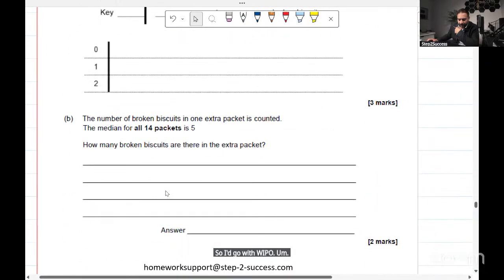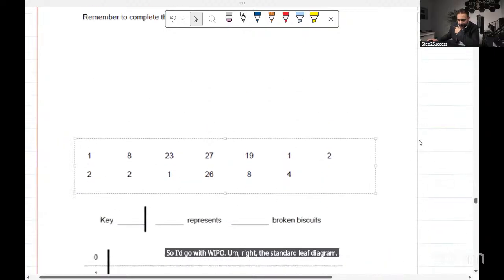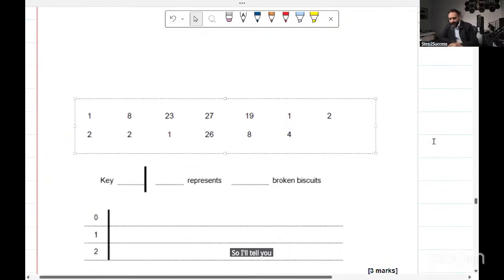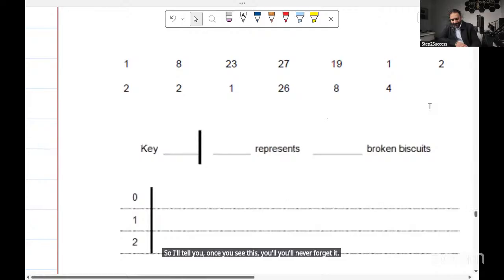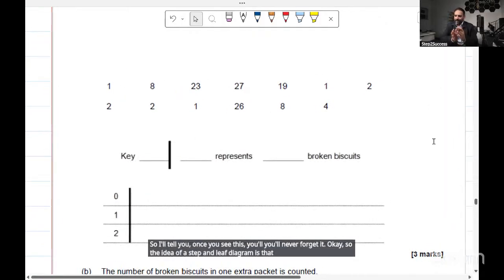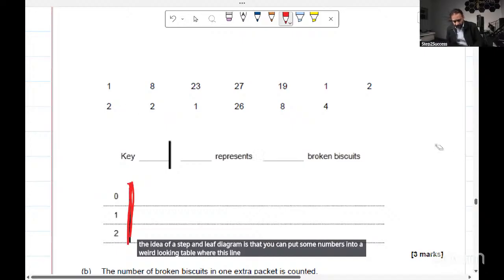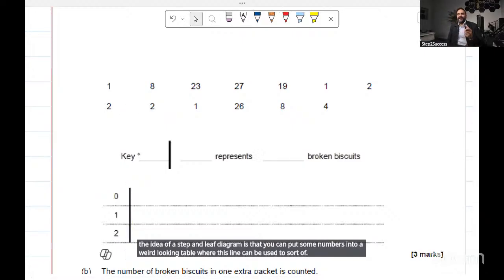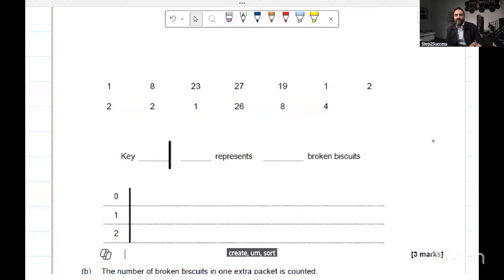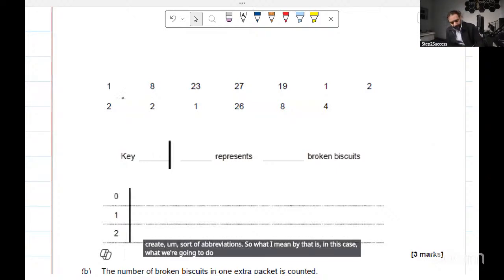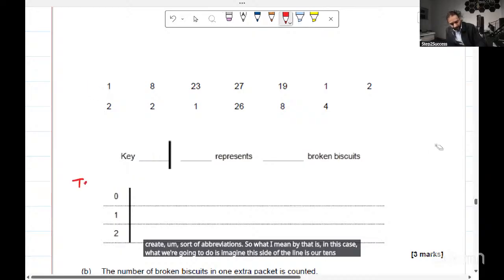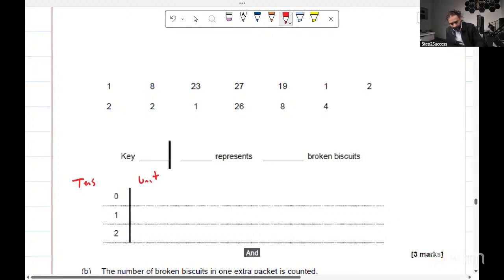Right, the stem and leaf diagram. I'll just tell you, once you see this, you'll never forget it. The idea of a stem and leaf diagram is that you can put some numbers into a weird looking table where this line can be used to create abbreviations. In this case, imagine this side of the line is our tens column, and this side is where our units are going to go.